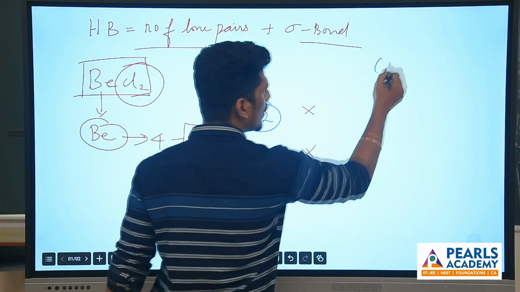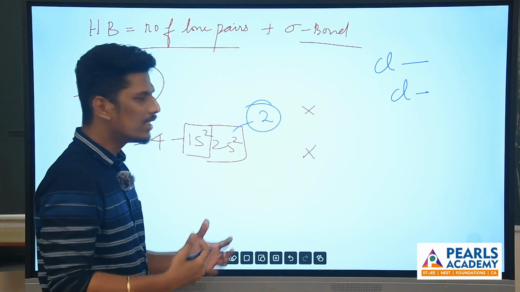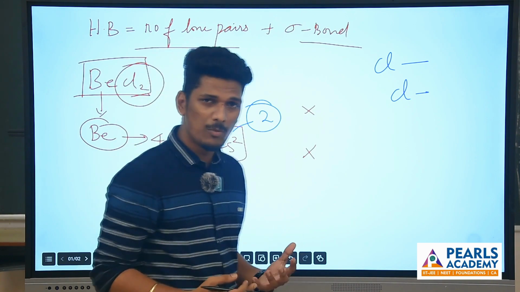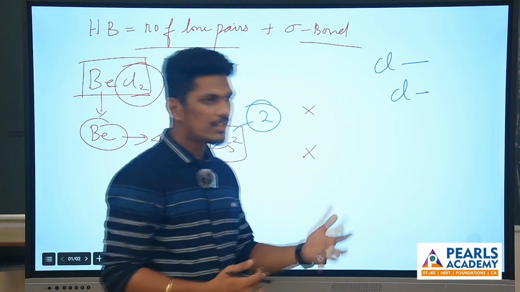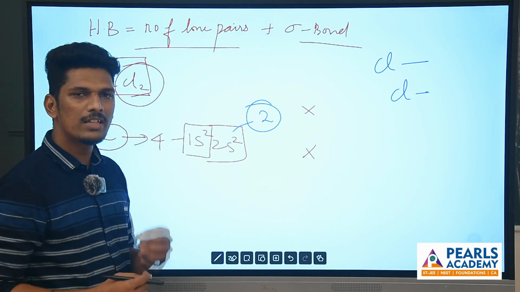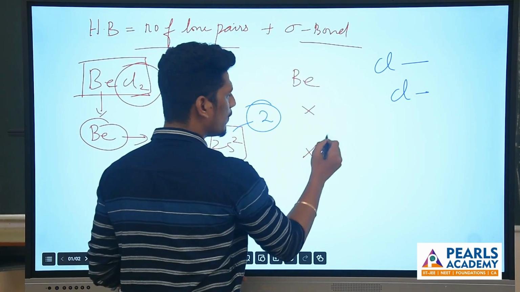We know about chlorine. Chlorine usually makes a single bond. In normal times, chlorine will always make a single bond. In some cases it will make 3, 4, 5, 6 or 7 bonds, etc. We will see those things in later stages. As of now, chlorine normally makes a single bond. So now, this electron belongs to beryllium.